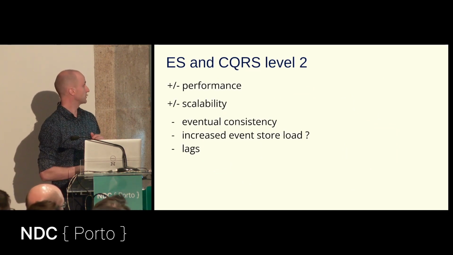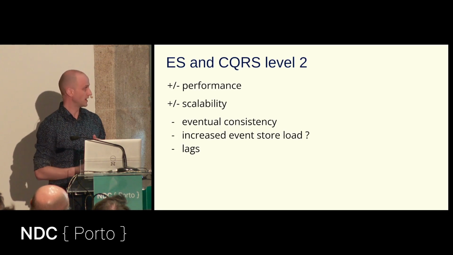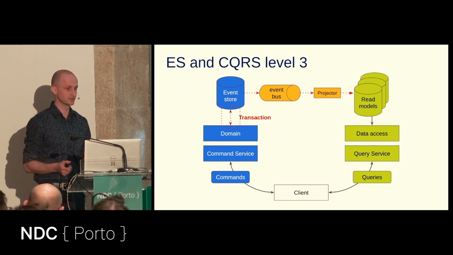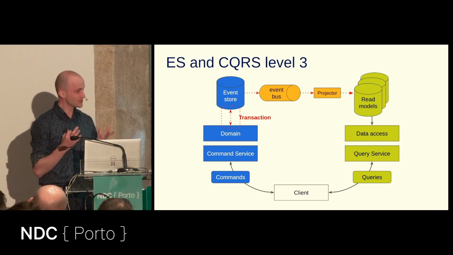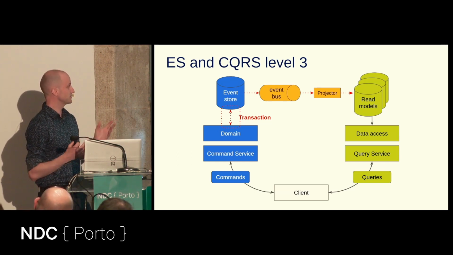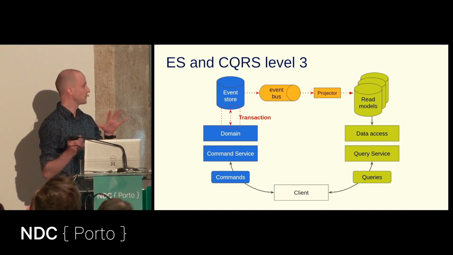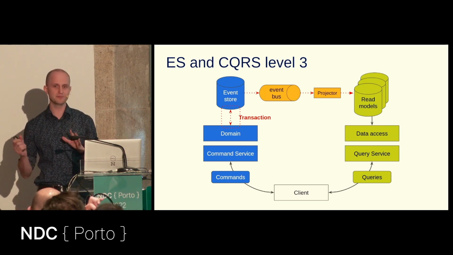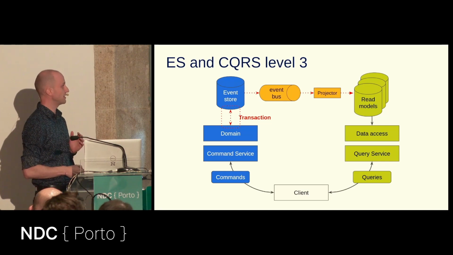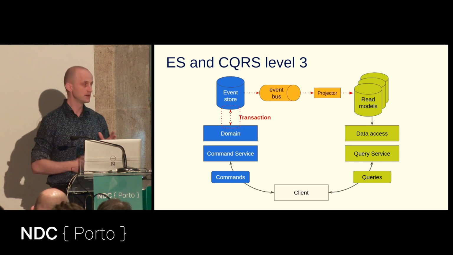But a quick summary before. Performance and scalability improved, but eventual consistency, increased event store load with a question mark, and lags. Another new piece on the diagram, which is an event bus. And yeah, probably you might think that introducing an event bus here is an overkill, is over-engineering. I will agree with you. If you have 3 projectors, then yeah, don't go with an event bus. But there are many cases where this additional buffer between your event store and your projectors will give you a lot of benefits. So what are the benefits?